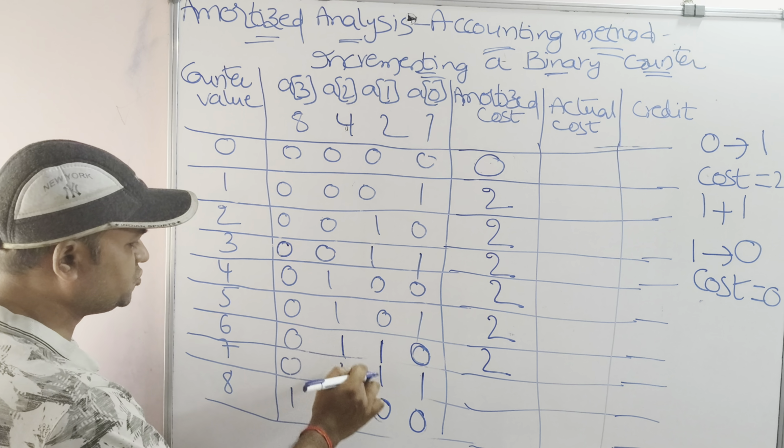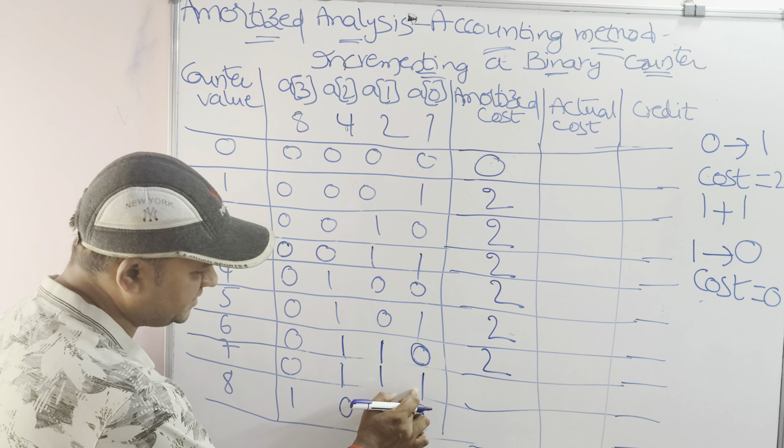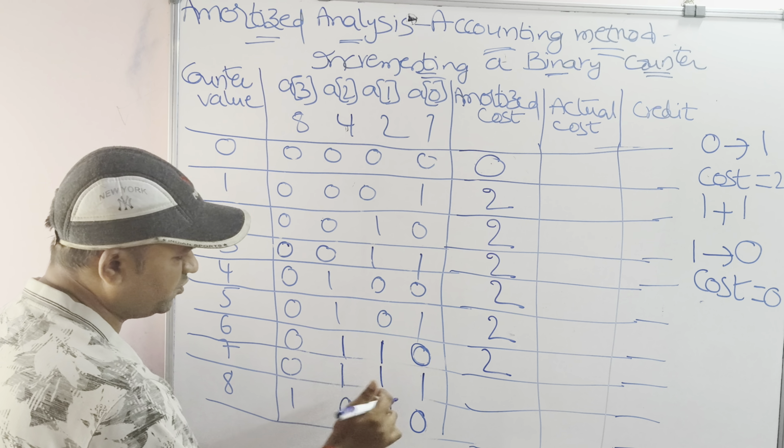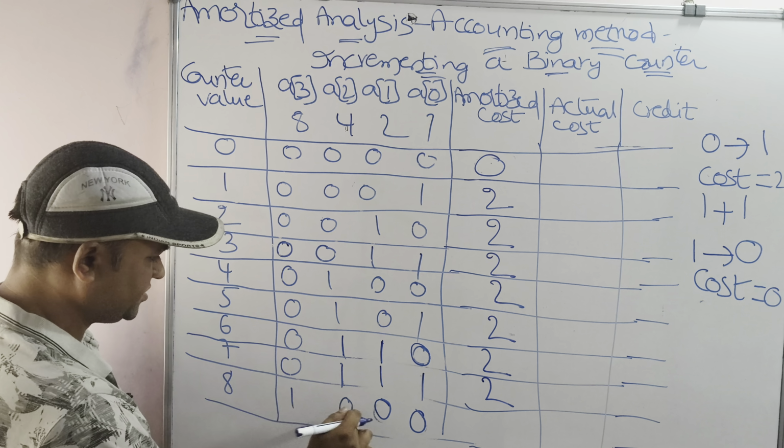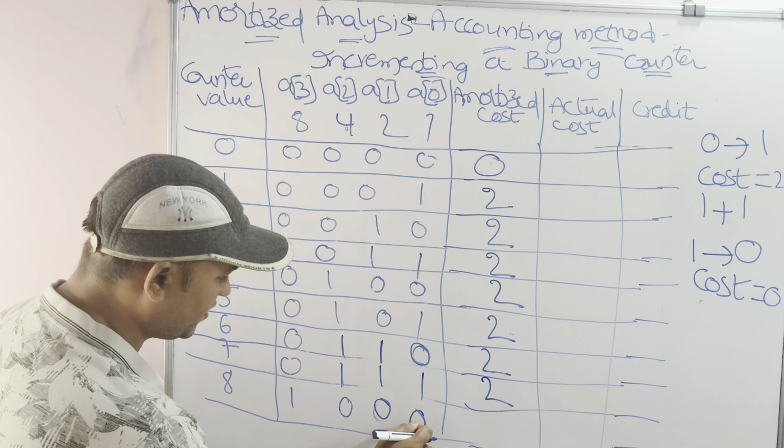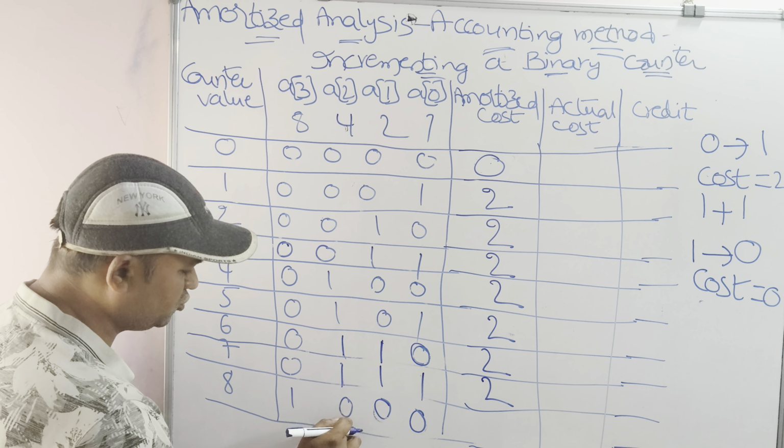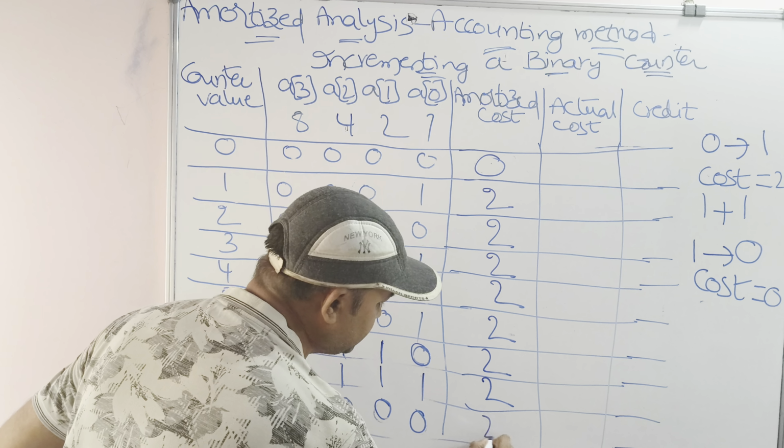Next 7 means 6 to 7. So 0 to 1, the cost is 2. For the remaining 3 bits, same only. Next 8 means 7 to 8. So 1 to 0, 0, 1 to 0, 0, 1 to 0, 0, whereas 0 to 1 means 2.